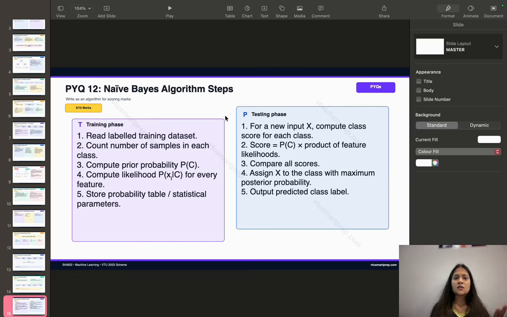they can directly say explain Naïve Bayes algorithms. So both the phases you have to explain. First one is for training phase, these are the steps, and for testing phase, these are the steps. For training phase it is denoted as T, and for testing phase it is denoted as P. This is how you can explain or remember the points for Naïve Bayes algorithm steps.